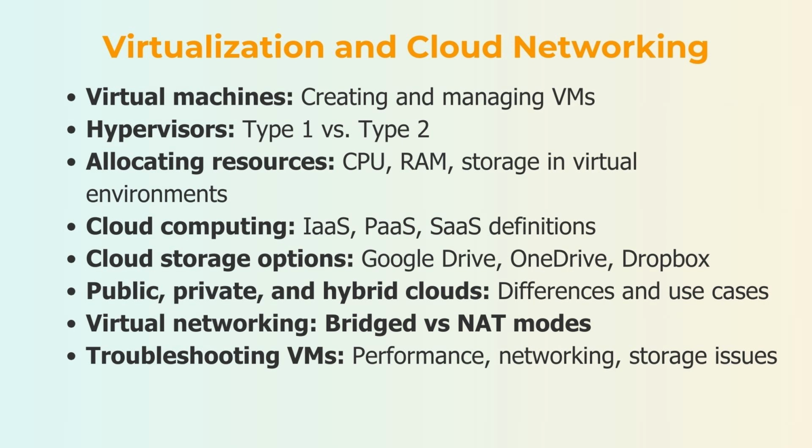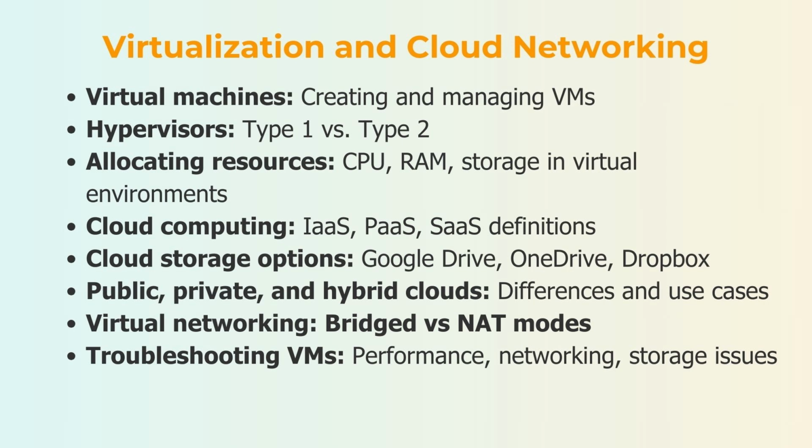Virtualization allows multiple operating systems to run on a single physical machine, and it's a key concept in the Core 1 exam. Virtual machines, VMs, let you create and manage these environments. You'll need to understand how hypervisors work. Type 1 hypervisors run directly on hardware, while Type 2 hypervisors run on top of an existing operating system. When setting up VMs, you'll allocate resources like CPU, RAM, and storage to ensure they run efficiently.